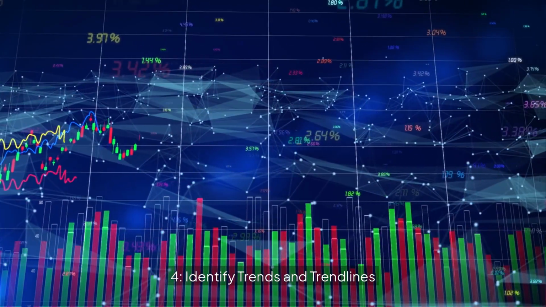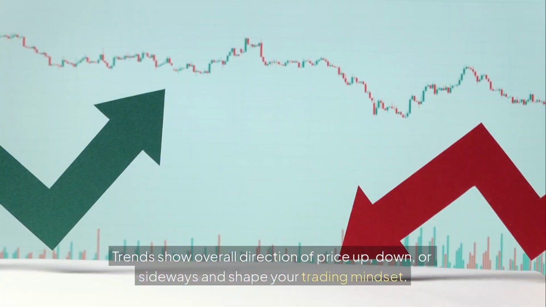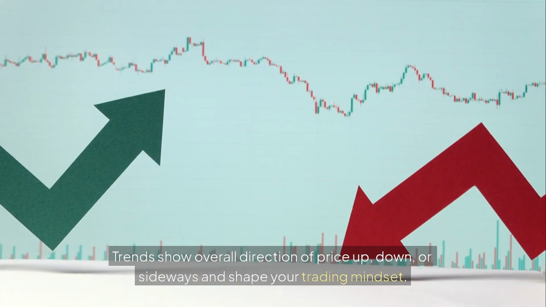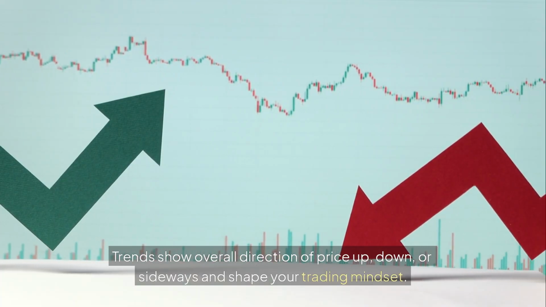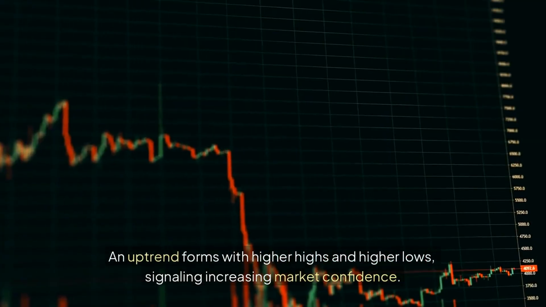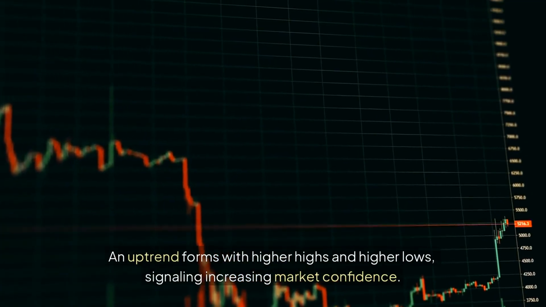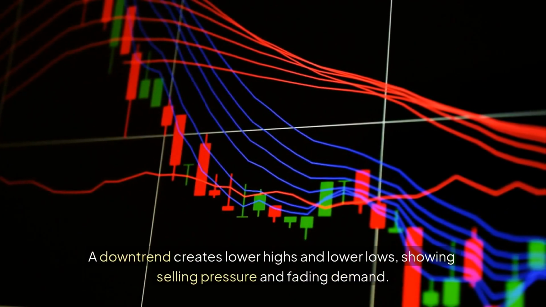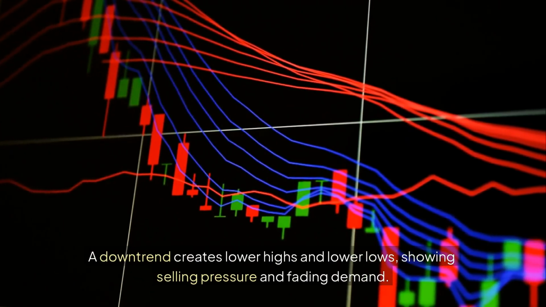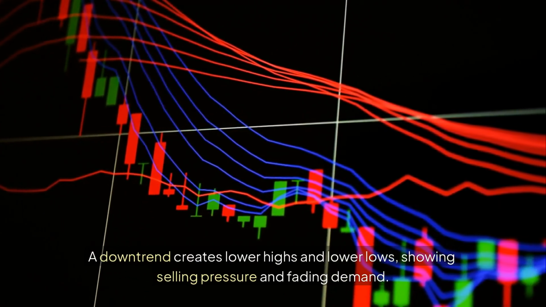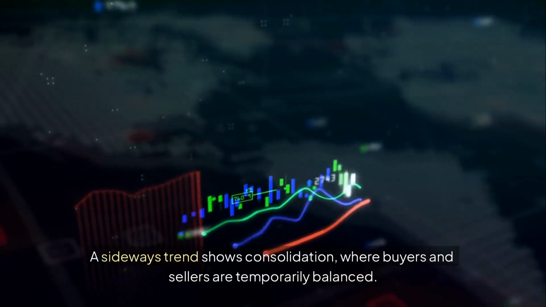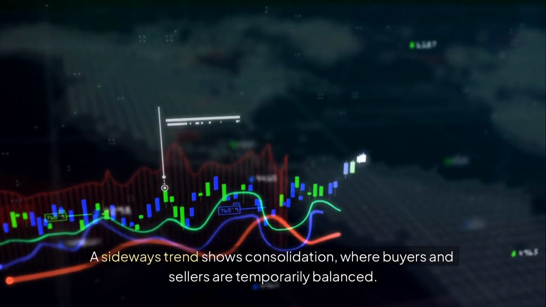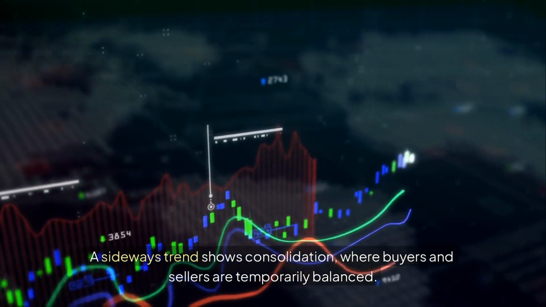4. Identify trends and trend lines. Trends show overall direction of price up, down, or sideways and shape your trading mindset. An uptrend forms with higher highs and higher lows, signaling increasing market confidence. A downtrend creates lower highs and lower lows, showing selling pressure and fading demand. A sideways trend shows consolidation, where buyers and sellers are temporarily balanced.